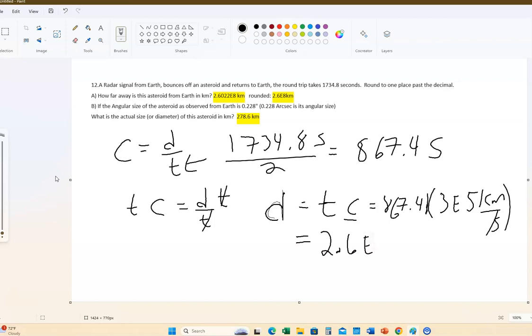times 10 to the 8th kilometers. All right, so that's the distance. That's what we're looking for. And this is part A. So that's part A.